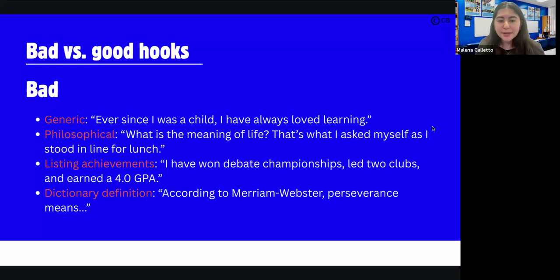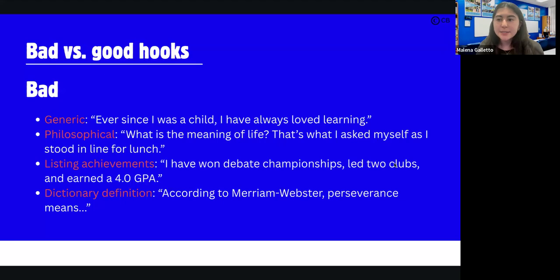That's what I asked myself when I stood in line for lunch. Like, I'm confused, you know? So it is a difficult task. You want to approach it, you want to be engaging, but you don't want it to sound not genuine.